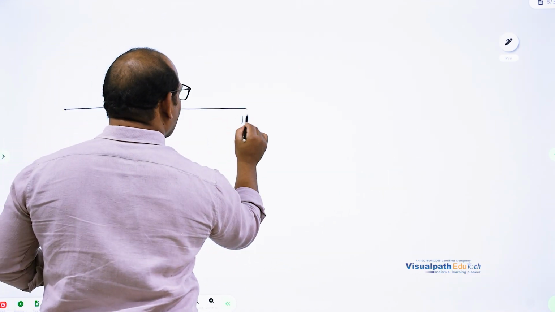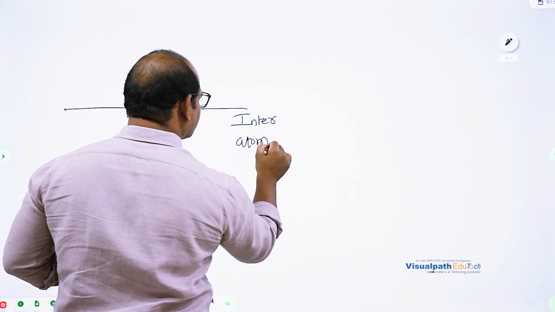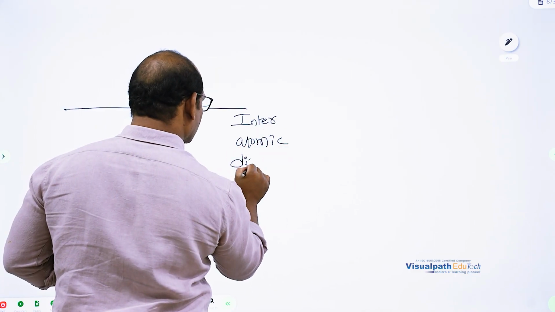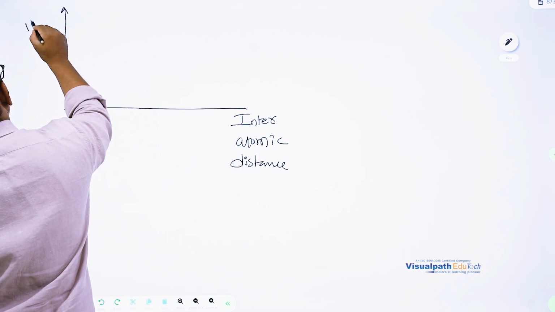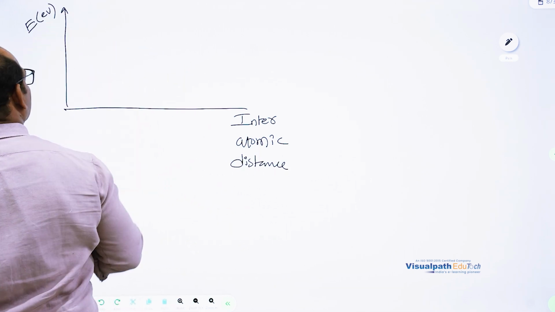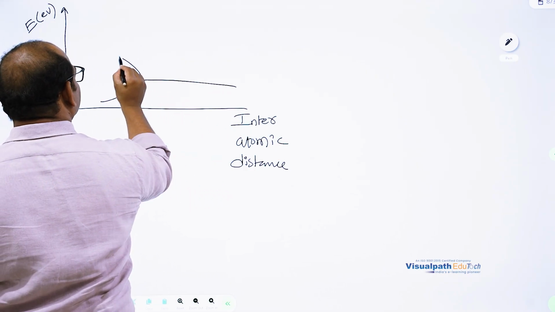One more diagram I am going to draw now. Here on the x-axis I am taking interatomic distance, and on the y-axis I am taking energy in electron volts. So here it has been split like this.